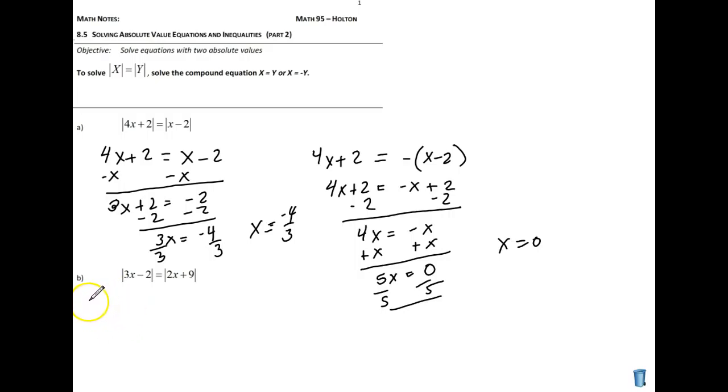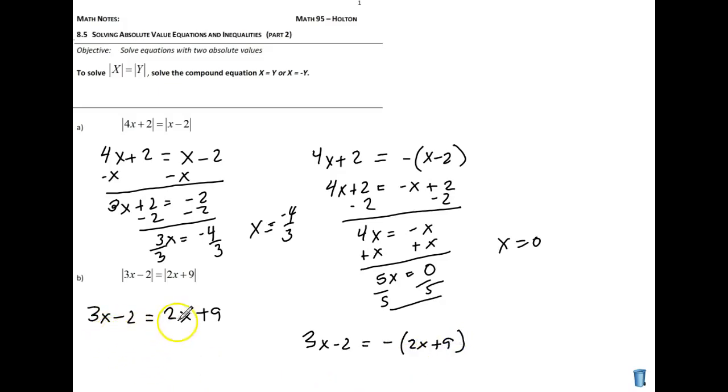Similarly, for this one, I'm just going to set this one up. I'm going to run out of room, so I'm probably not going to solve it all out for you. I'm going to set it up. 3x minus 2 equals 2x plus 9. That's my x equals y. I didn't change anything on those. And then my next one would be 3x minus 2 equals negative y, which would be negative 2x plus 9.